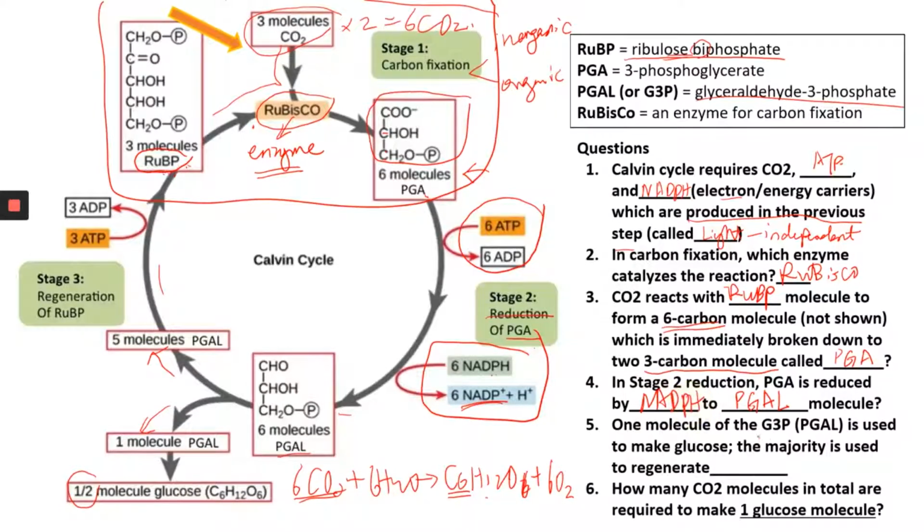1 molecule of PGAL or G3P is used to make glucose. So the majority is used to regenerate. So 1 molecule is used to make glucose, and then 5 out of the 6 will go back to the cycle and regenerate that ribulose biphosphate, right? So you have the raw material to do the next cycle. So this is going to be ribulose biphosphate. How many carbon dioxide molecules in total are required to make 1 glucose molecule? So we'll talk about that. You need 6. All right.